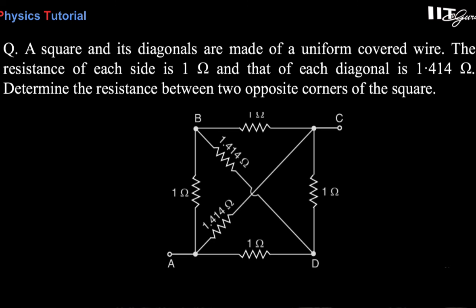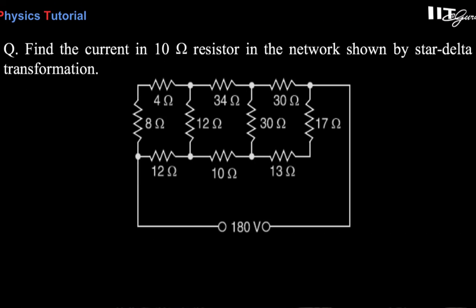A square and its diagonals are made of uniform covered wire. The resistance of each side is 1 ohm, and each of the diagonals is 1.414 ohm. Determine the resistance between two opposite corners of the square. Here also a star delta is involved. Now go for another question.